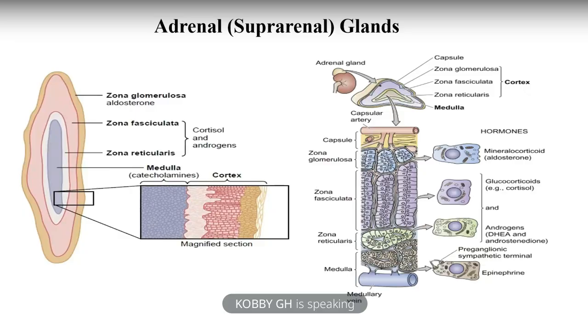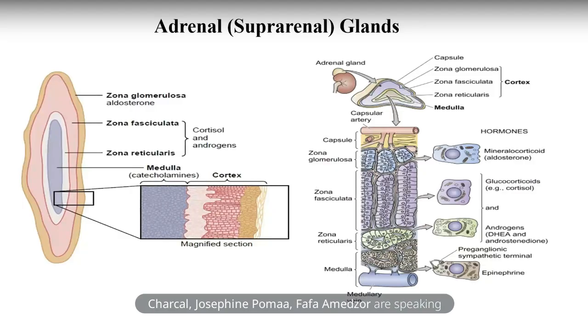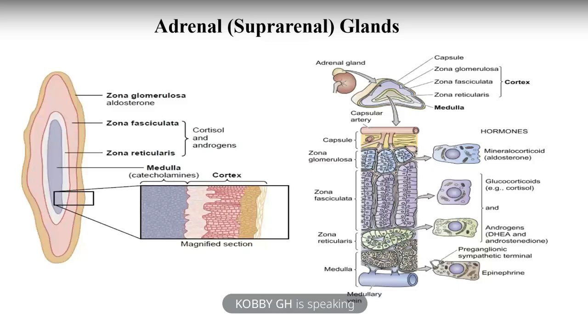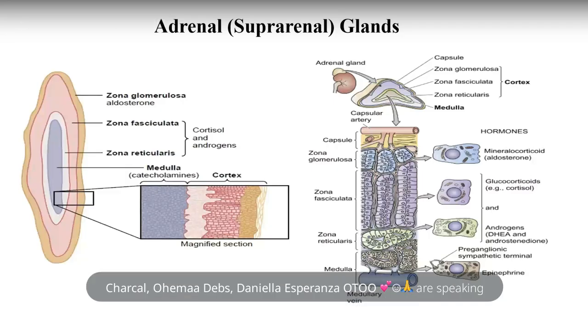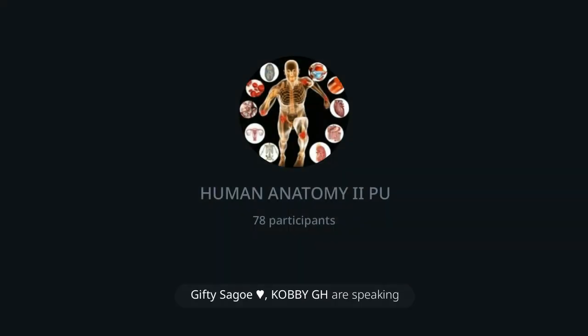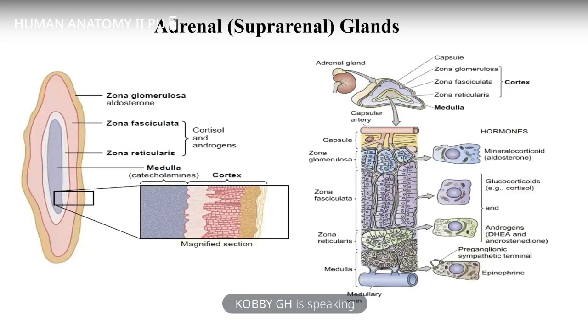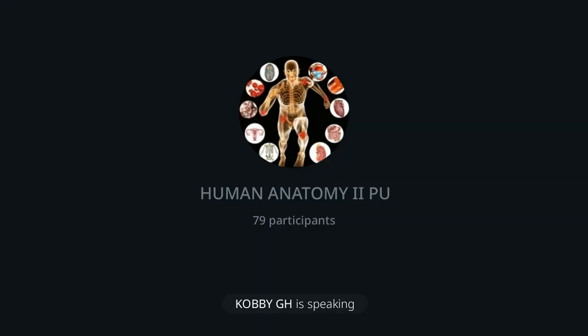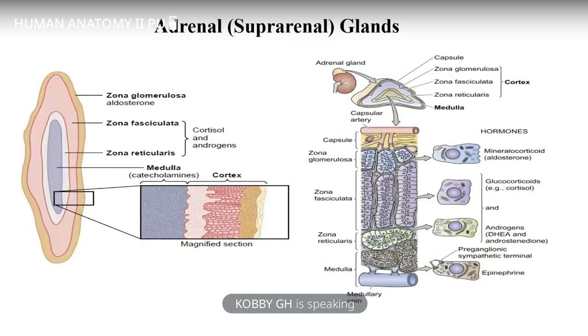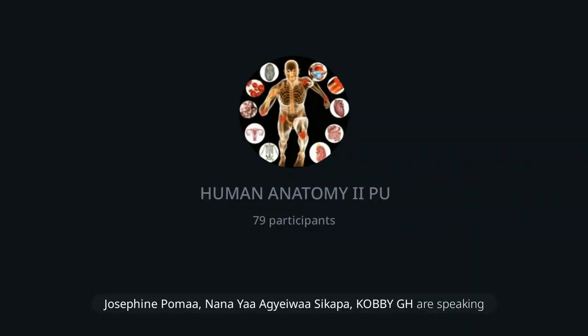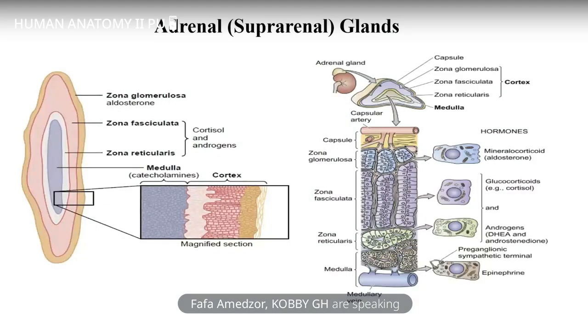What is the middle part of the adrenal cortex? Zona fasciculata. What is the innermost zone of the adrenal cortex? Zona reticularis. Is that okay? Okay, listen to this one. What is the innermost portion or region of the adrenal gland? Adrenal medulla. Excellent. It shows that the concentration is solid. So if we ask you what is the innermost region of the adrenal gland, that is the adrenal medulla.